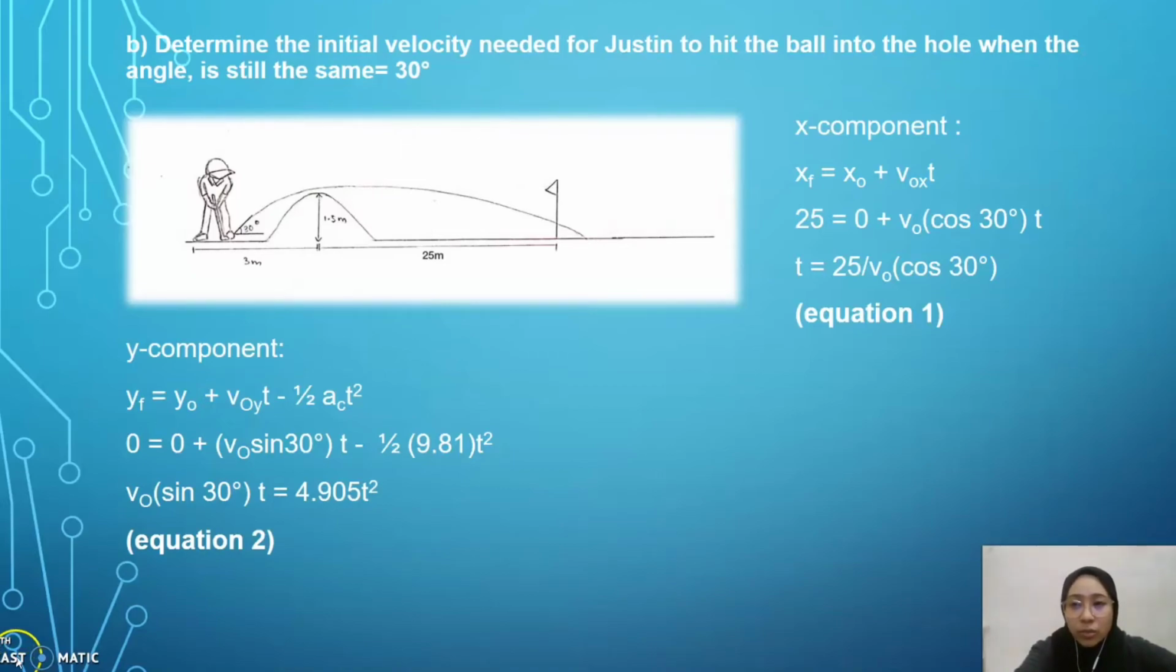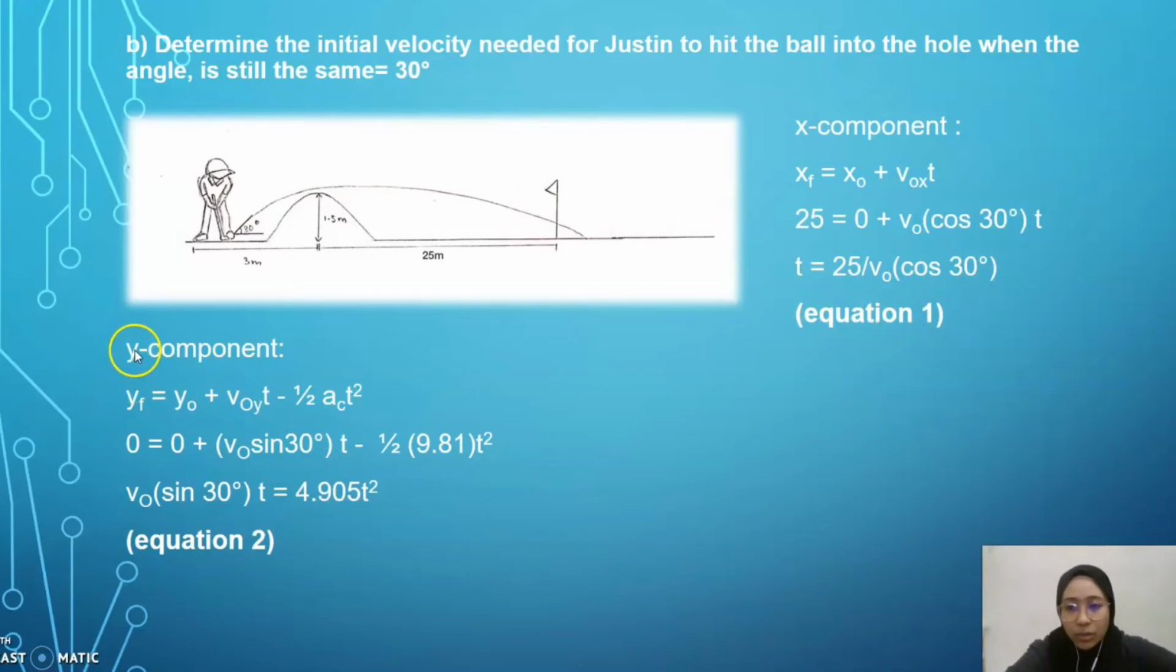My name is Natasya Binti Jalil with matrix number KIB1006. So now I'm going to continue the presentation with question 3b, which is to determine the initial velocity needed for Justin to hit the ball into the hole when the angle is still the same, which is 30 degrees. First we solve the x component by using the equation x f equal to x0 plus v0 in the x component times t. We have the final x, which is 25, and the initial is 0. v0 is what we want to find, cos 30 in the x component here, and t. So we make t the subject and we get equation 1.